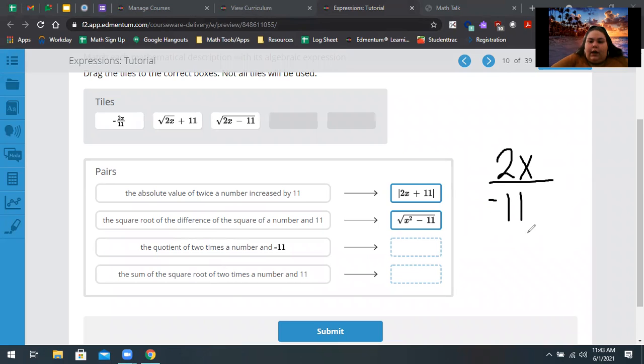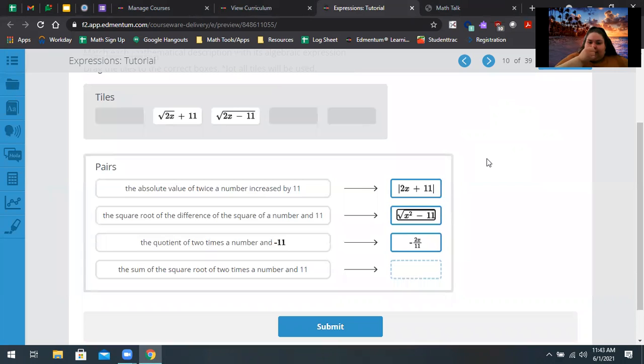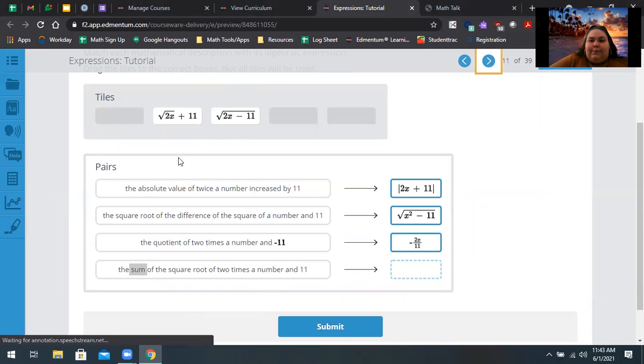Even though that negative belongs to that 11, because it kind of stated there, your negative can actually move to the front of it. Plus, again, that's your only expression that has a quotient. The next one is the sum of a square root. Just continuing on, when you hear the keyword the sum, what symbol do you think of? If you take a look at your two expressions, there's only one that represents a sum. So go ahead and drag that along and submit.